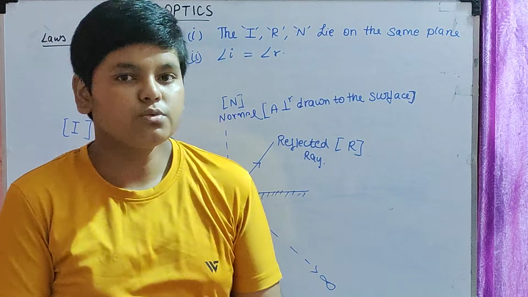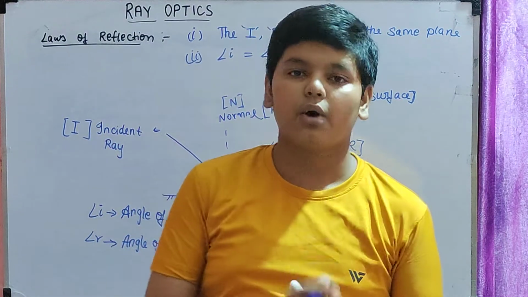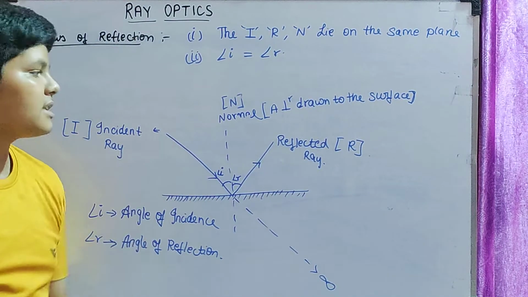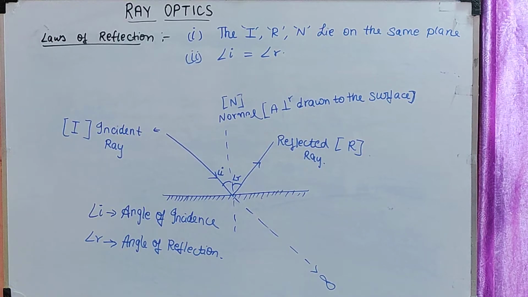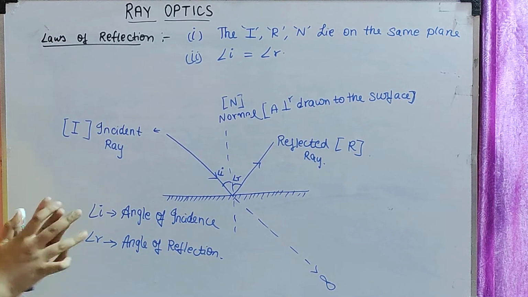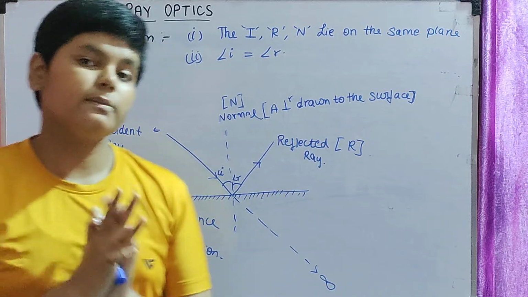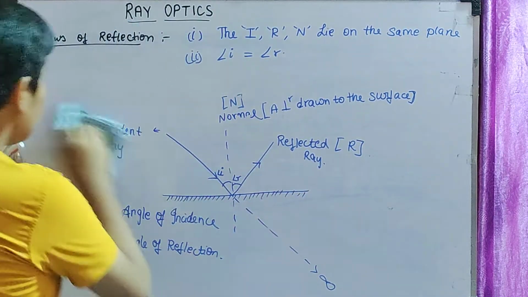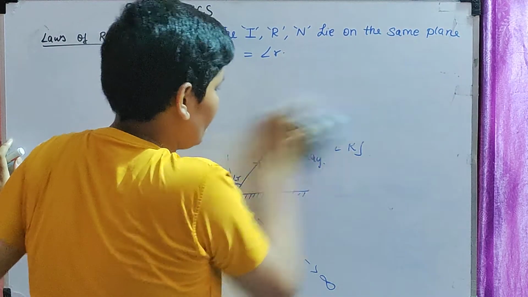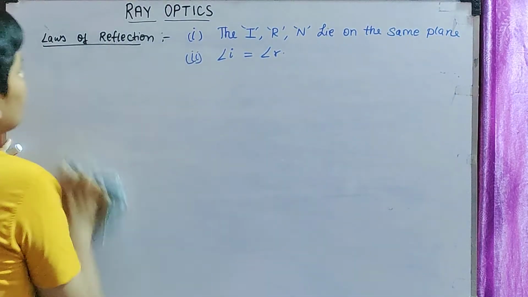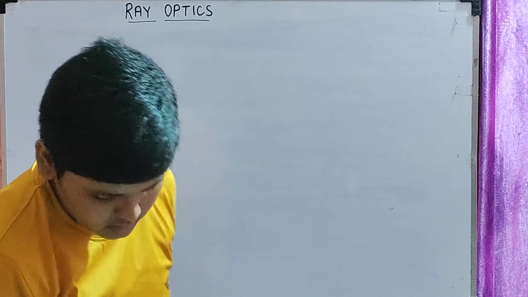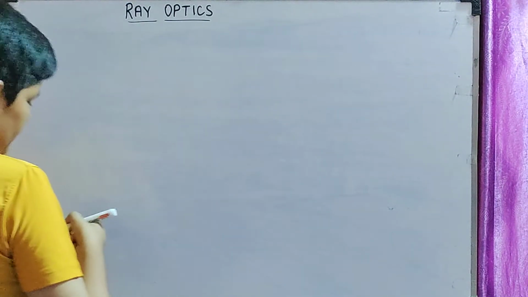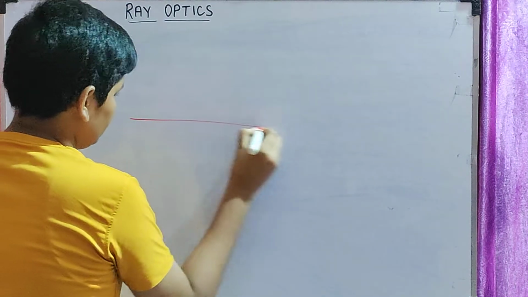Now we understood what the laws of reflection are and what reflection is. This is how reflection happens. Now we are going to see one more topic, which is called normal incidence, and in the case of a spherical mirror, how you can draw a normal. First we are going to see what normal incidence is. For normal incidence, let us take this plane mirror.